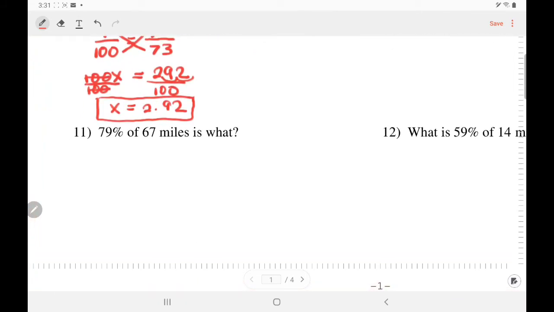Let's finish up with number 11. We set up a proportion. It's not what percent, it's actually 79%. So we write 79 over 100. Is over of. Is what? And what is x? Of 67. We won't write the miles for now. Cross multiply. So that would be 100x equals 79 times 67 is 5293.